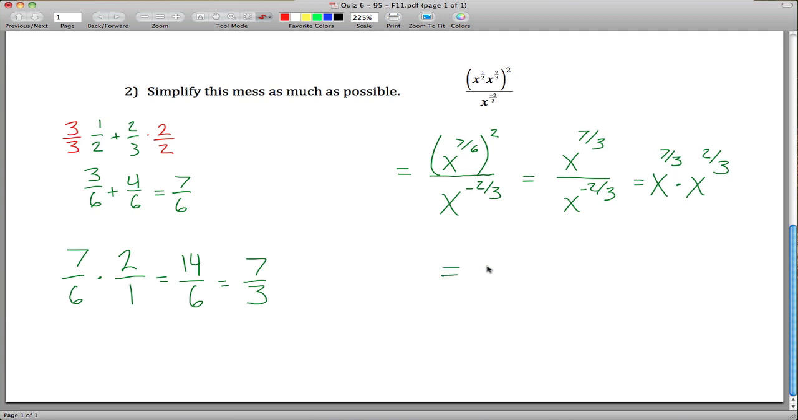7/3 plus 2/3 is x to the 9/3. And then you're like, oh, 9/3, that's just 3. So isn't my answer just x cubed? And I would say yes, it is. That is the final answer. And that is the end of the quiz.